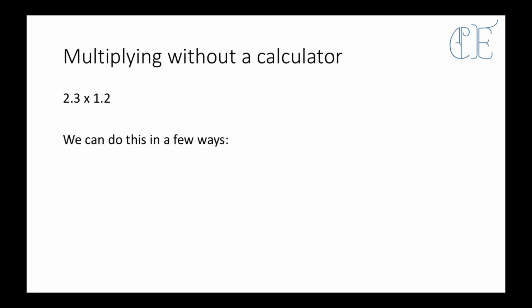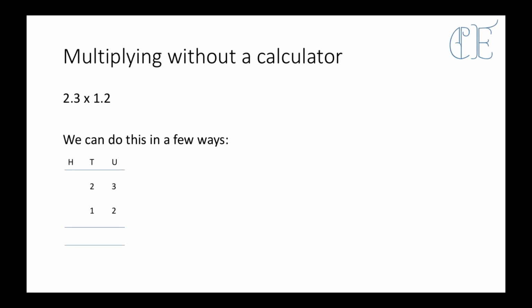Let's move on. We're going to do some multiplying now. So we've got a few ways to go through multiplication. So let's look at this question first. 2.3 times 1.2. Now the first method you could use is the column method. Now I've taken out all the decimal points. I'm not bothered with them yet. I'm just going to multiply without them.